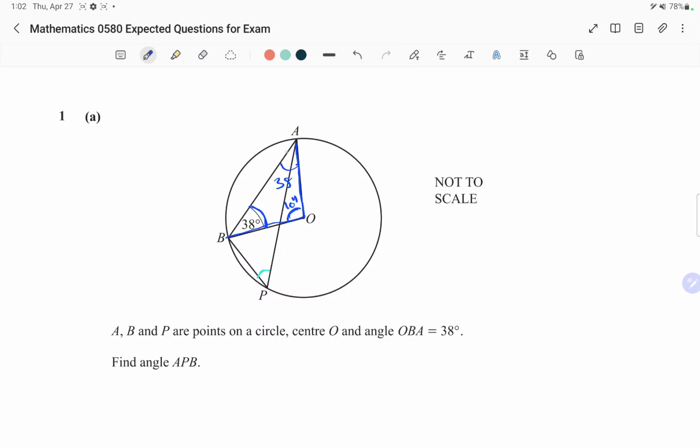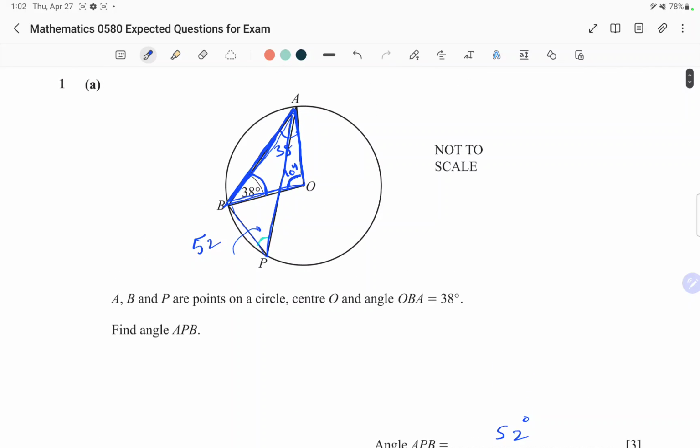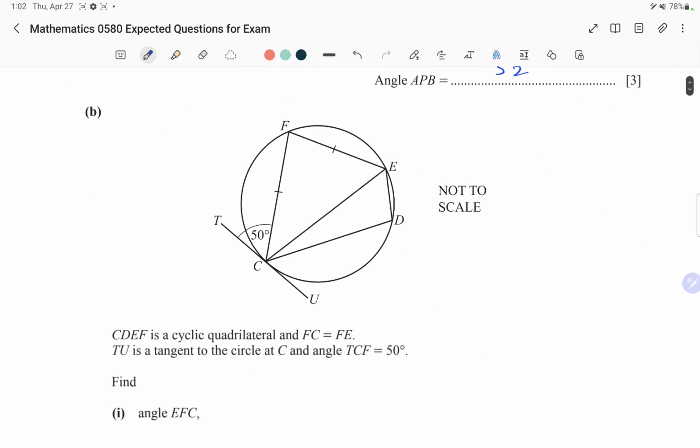Now this chord makes an angle at the center, right? And the same chord makes an angle at the circle. So we know that the angle at the circle is half of the angle at the center. So if it is 104, half of 104 will be 52, right? So this will be 52 degrees. So it was an easy problem.